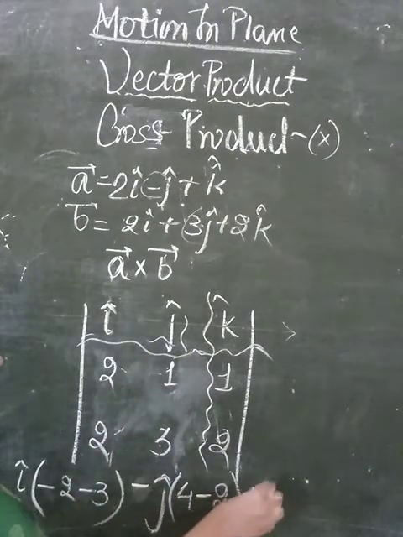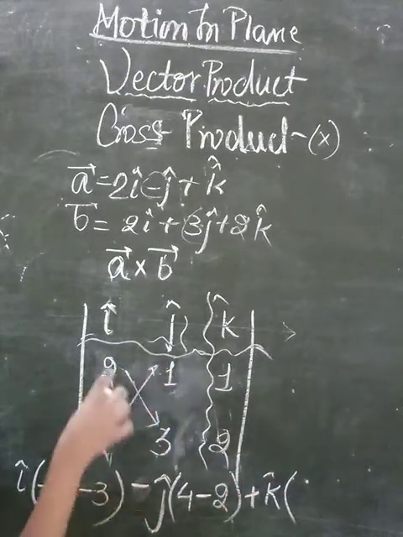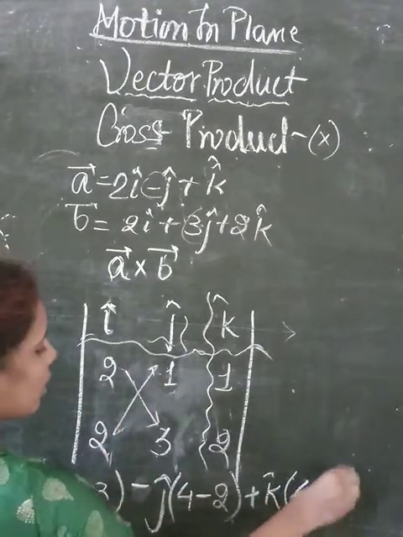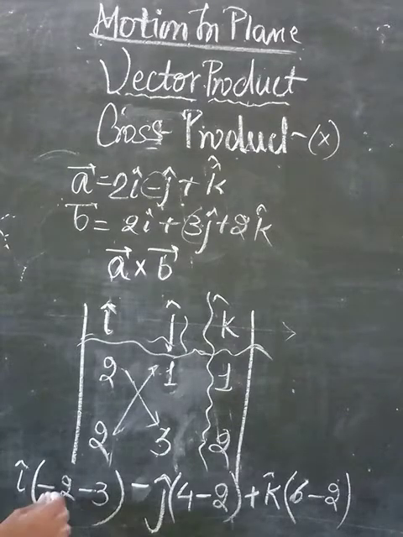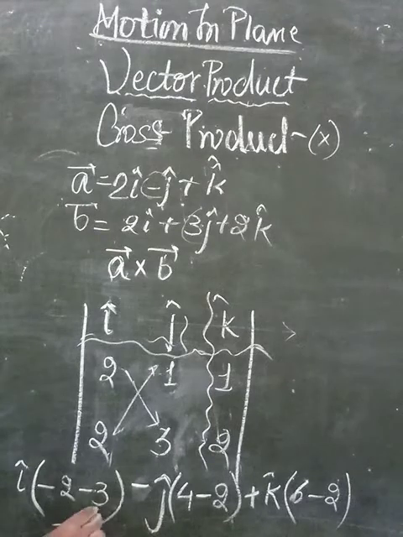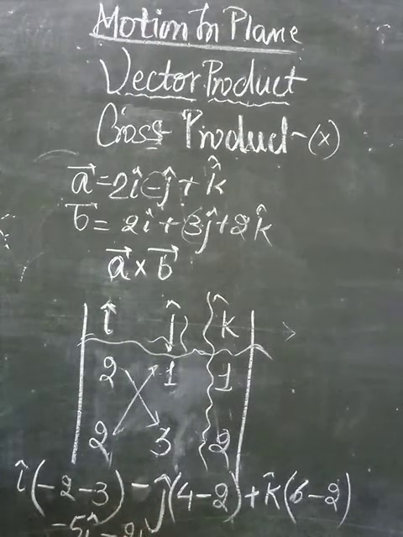So it will be given as k cap, and in the bracket is the cross product of the values which are remaining. 2 3s are 6, minus 2 1s are 2. So this is the value which can be found with the help of the cross product, that is, the matrix method. Okay, so what will be the value? See, minus plus, that is 2 plus 3 will be 5. So it can be written as minus 5, and the direction is the x-axis, so it will be given as minus 5i, and 4 minus 2 will be 2, so 2j, plus 6 minus 2, 4k.